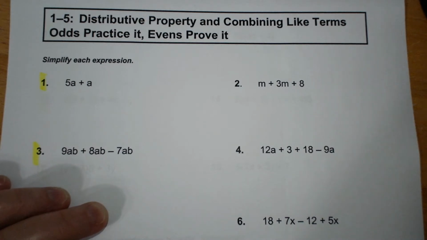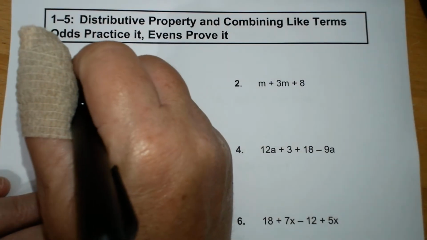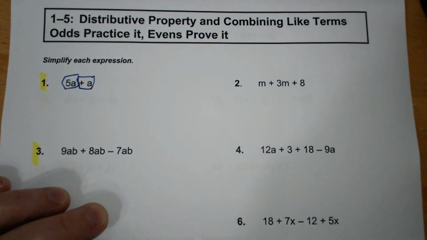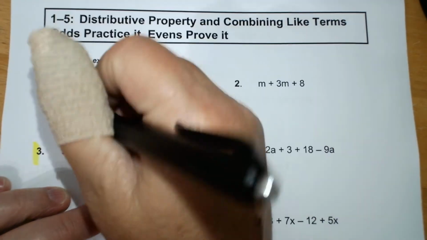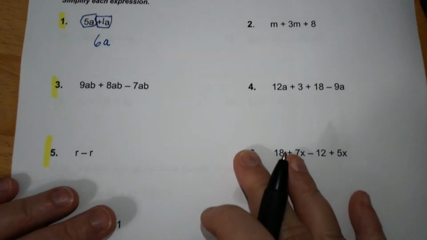When I am doing distributive property, I will take the term outside the parentheses and go visit each term inside the parentheses, combining like terms. This one is a combining like terms. I have a 5a and a positive a. That is 5 apples and 1 apple, which is 6 apples, and you're done with the problem.